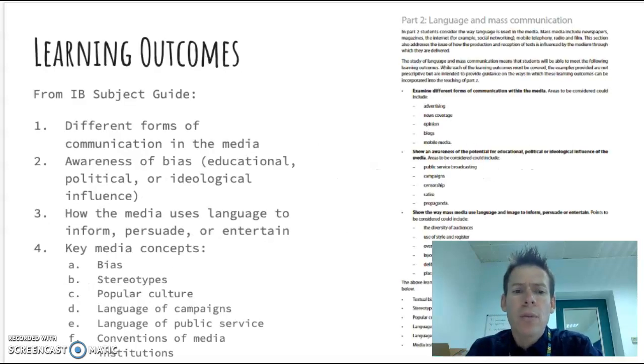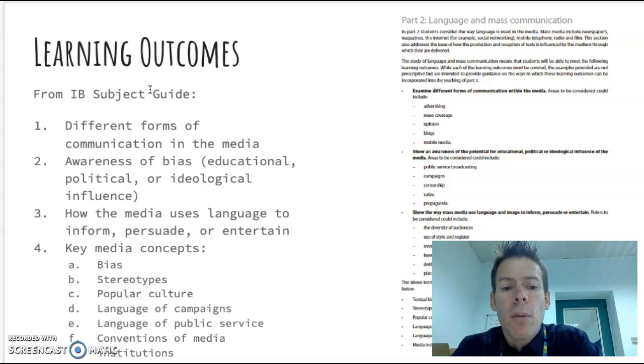What are the learning outcomes from part 2 of the course? From the IB subject guide, we know that the learning outcomes are different forms of communication in the media, awareness of bias, whether that's educational, political, or ideological influence, how the media uses language to inform, persuade, or entertain, and key media concepts such as bias, stereotypes, popular culture, language of campaigns, language of public service, and the conventions of media institutions.